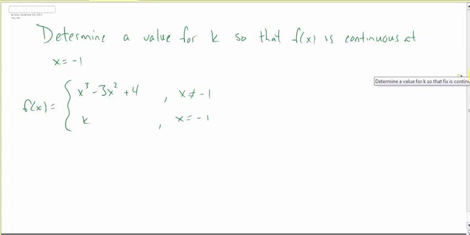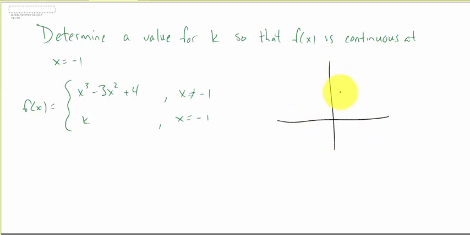All right, so determine a value for k so that f of x is continuous at x equals -1. Well, if we look at a graph of this, what you'll see is a parabola, and that should be a little surprising since this is a cubic function. So if it's a parabola as a graph but a cubic function, that means that there might be a hole somewhere, ladies and gentlemen. And what you find is that there's a hole at x equals -1. That's why it's not defined there.